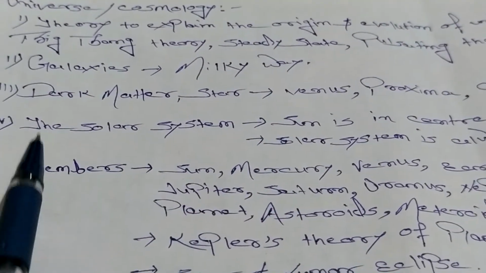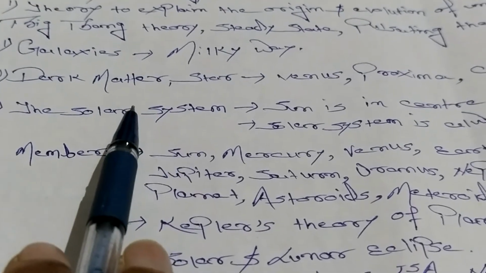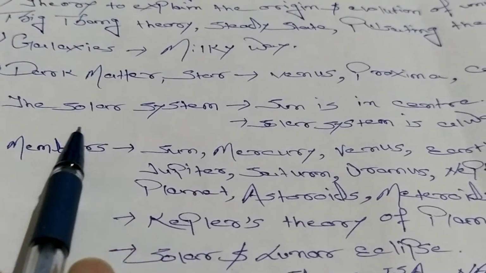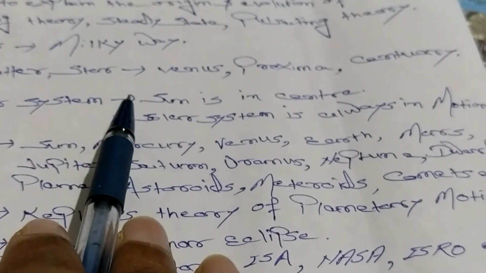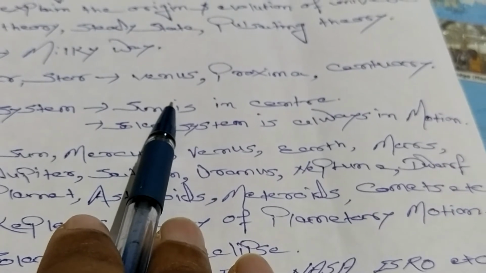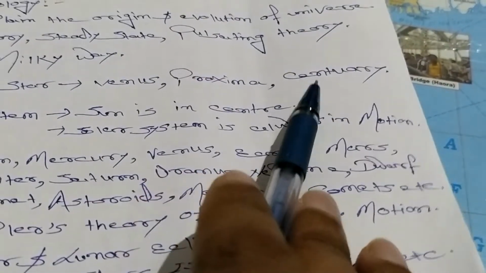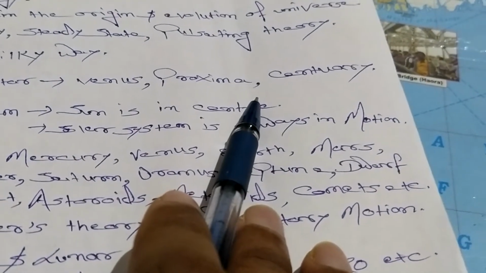Okay friends, then comes dark matter which we cannot see. About 85% of matter in our universe is dark matter. Then stars have their own light. We have to study about Venus, the evening or morning star. Proxima Centauri is the closest star to our earth after the sun.